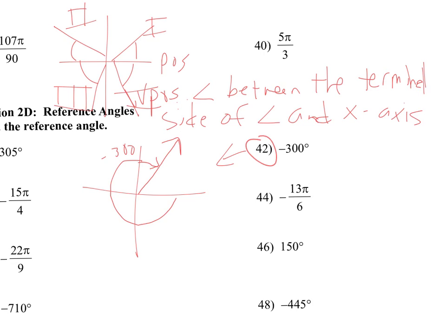Now, the reference angle is this angle right here. So we need to figure out this measure, okay? And the reference angle will always be the positive angle between the terminal sides, so it's always going to be between 0 and 90 degrees if you're in degrees, and it's always going to be between 0 and pi over 2 radians, because that's equivalent to 90 degrees.